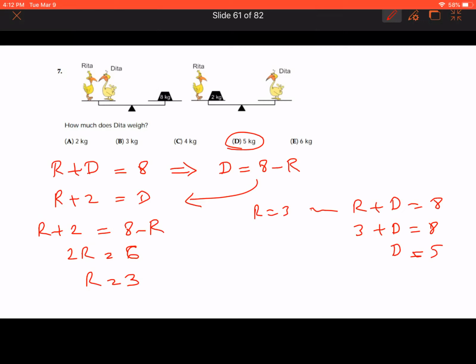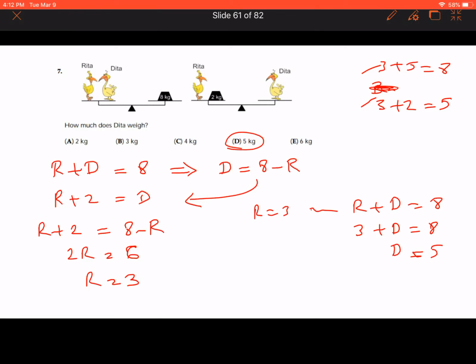Whenever you do such problems, just take the answer and substitute in the question and see. Reta plus Data is 8, 3 plus 5 is 8, correct. And Reta plus 2, that is 3 plus 2 equals Data's weight, that is 5. This is checked out, so we are very sure of it.